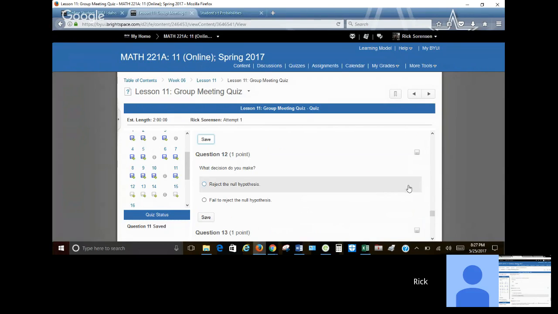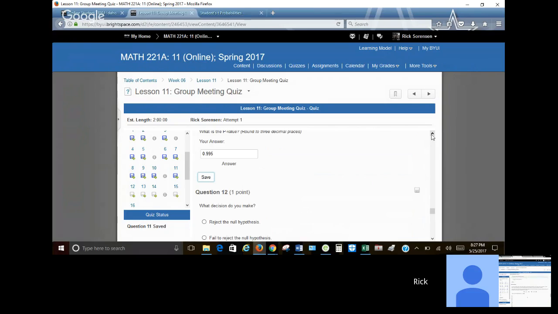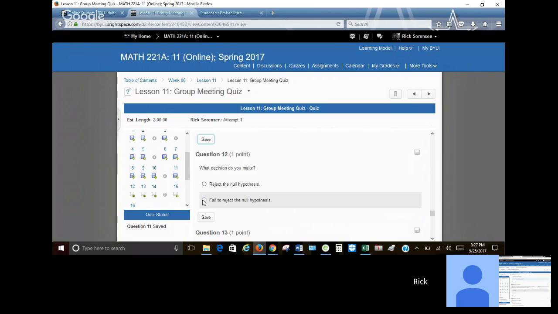Again, we're going to fail to reject because the level of significance is 0.01. Right. This p-value is much higher. I agree with that.